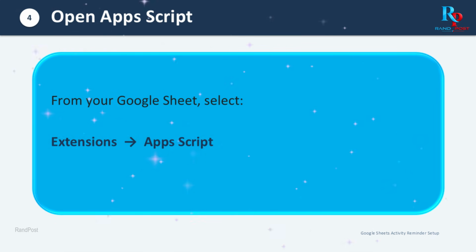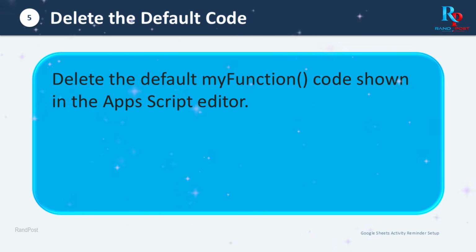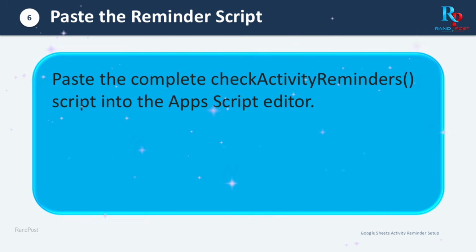Step 4. Open Apps Script. From the sheet, select Extensions, then Apps Script. Step 5. Delete the existing code. Delete all of function myFunction. Step 6. Paste the reminder script. Paste the complete checkActivityReminders script into the Apps Script editor.